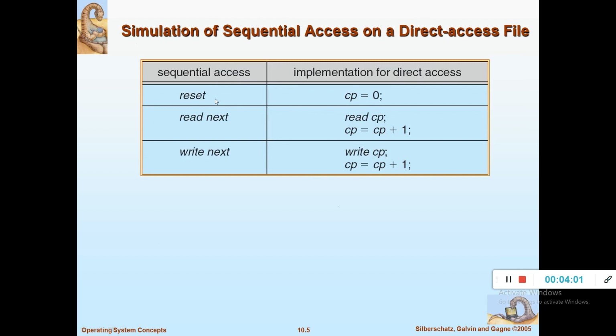See here, the first column shows you how to access the contents of the file sequentially, and the other shows the implementation for direct access. Here you use the reset operation to set the position or the cursor or pointer of a file, and here we are using cp. This is cp equal to n, that is called the relative address. We are pointing to the beginning of the file, that is 0, and here you use the read next operation to start reading one by one.